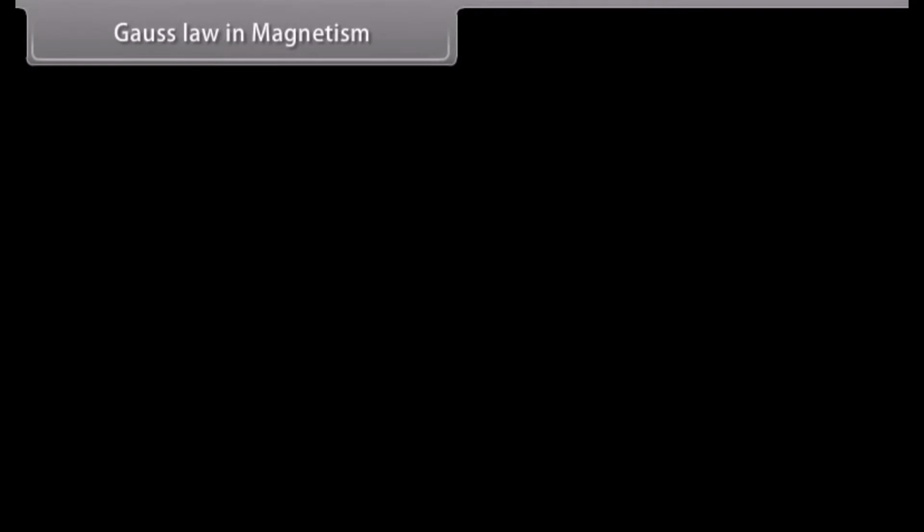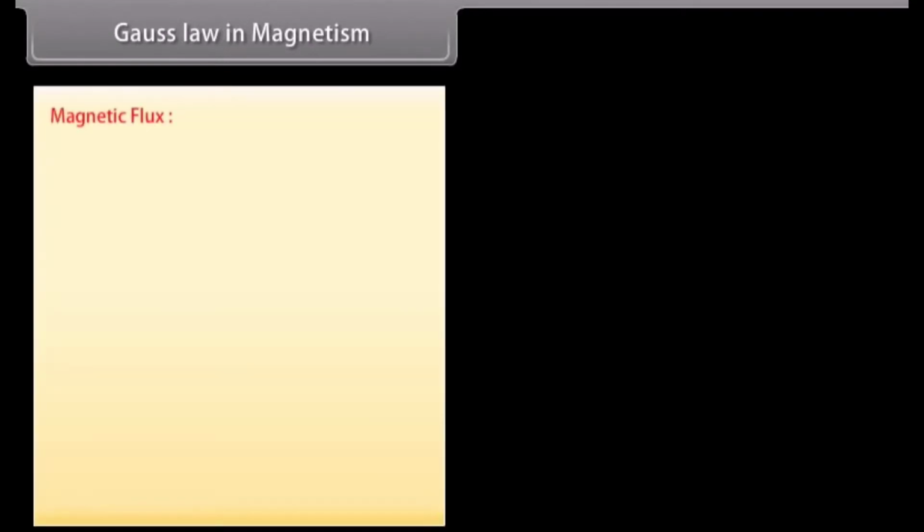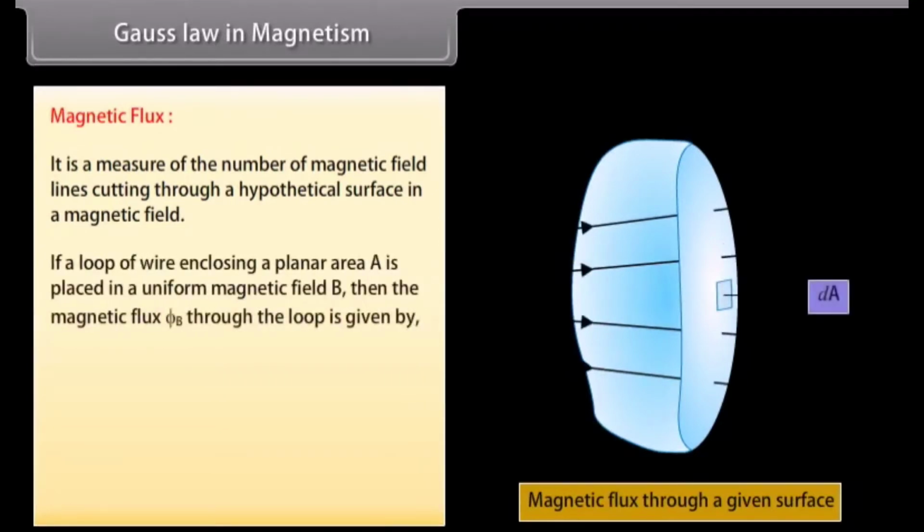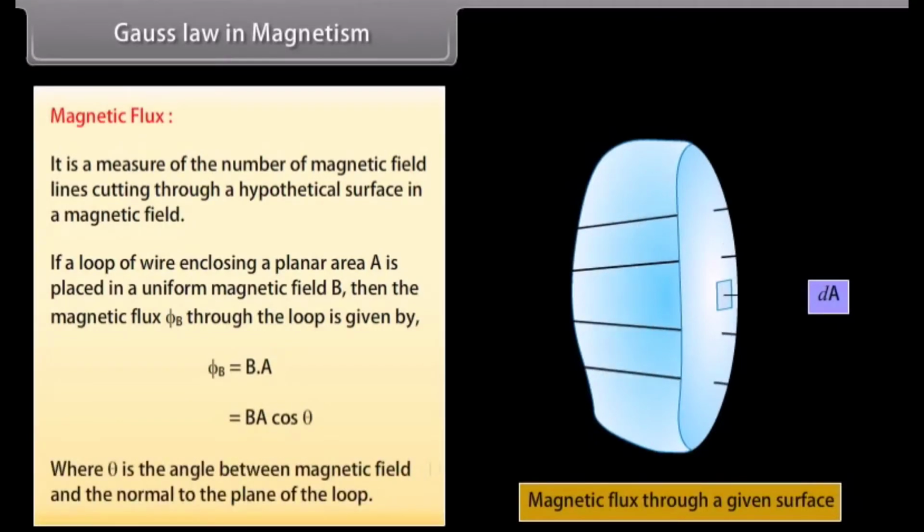Gauss's law in magnetism. Magnetic flux. It is a measure of the number of magnetic field lines cutting through a hypothetical surface in a magnetic field. If a loop of wire enclosing a planar area A is placed in a uniform magnetic field B, then the magnetic flux Φ_B through the loop is given by the dot product of B and A, which is equal to BA cos θ, where θ is the angle between the magnetic field and the normal to the plane of the loop.